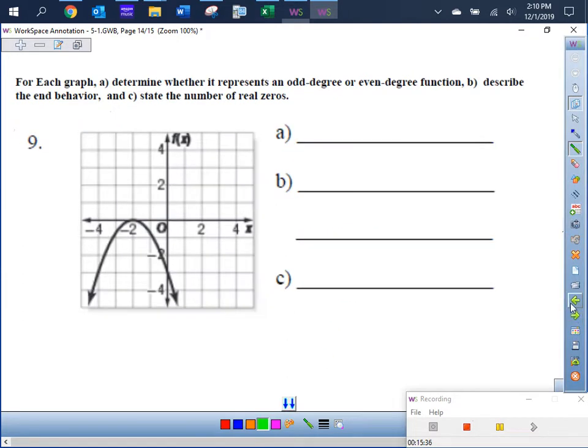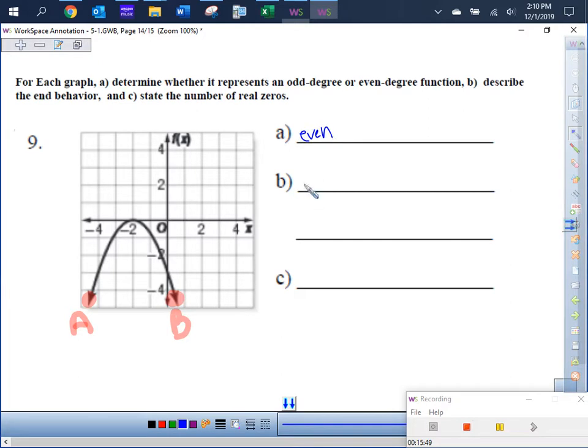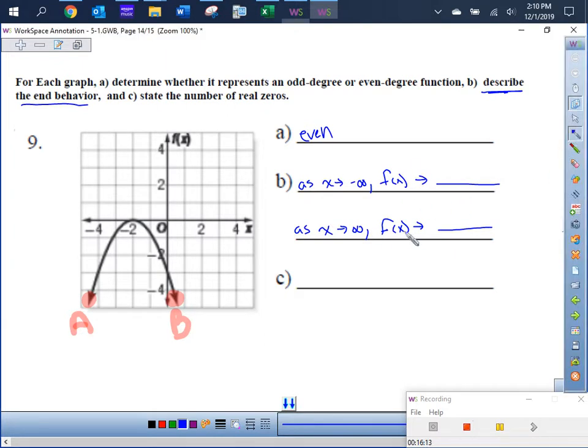So let's try again. Is this even or odd? Well, both ends, call this end A and this end B, go in the same direction, so that is even. End behavior: as x approaches negative infinity, f of x approaches blank. Same thing: as x approaches infinity, f of x approaches blank. This is what they want you to do, set up these phrases. And let's talk about it.